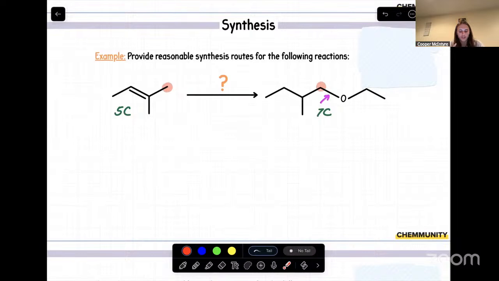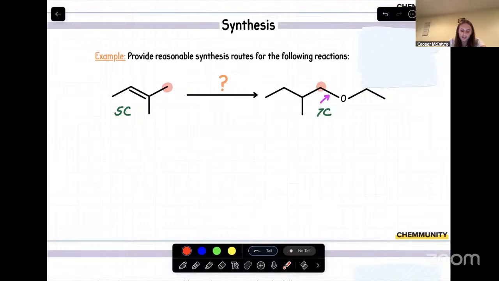One thing, a little disclaimer I will note about these synthesis questions, there's probably a lot of ways that we can use to solve them. And if you guys have any other ways or have any questions, especially for those subscribed to Chemmunity, please ask them in the chat. But like I mentioned, there are a couple of different ways we can use to solve this. But the question is, how can we add functionality to this carbon right here?